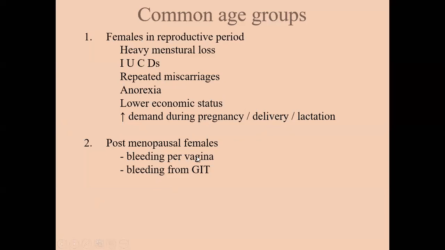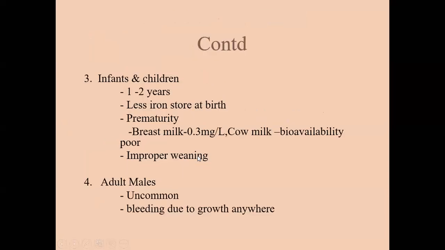Postmenopausal female, it is bleeding per vagina and bleeding from GIT. In infants and children between 1 to 2 years, because the iron store at birth is very less, and when the child is premature, also the iron store will be very, very less, and breast milk contains less iron. And cow milk, though it contains more iron, the bioavailability is poor. And improper weaning. By 3 months, 6 months, when they wean, they have to supplement proper food. Otherwise, they go in for iron deficiency.